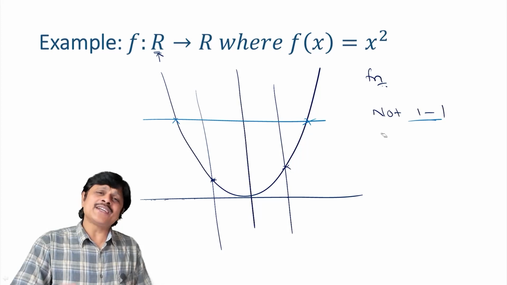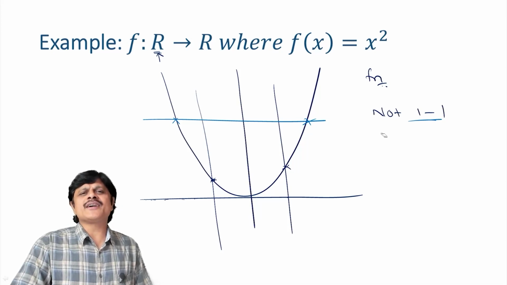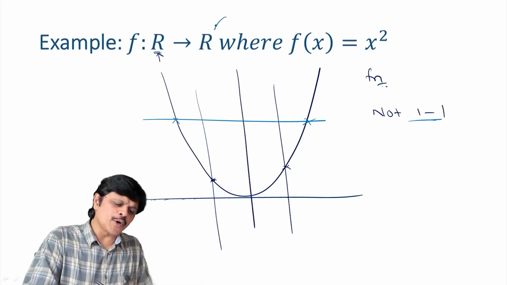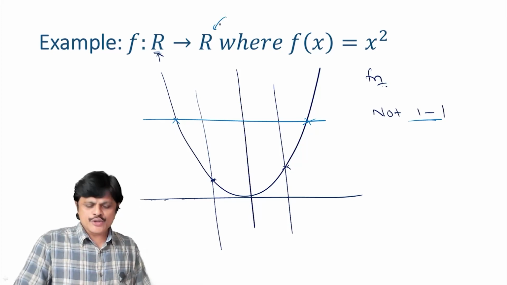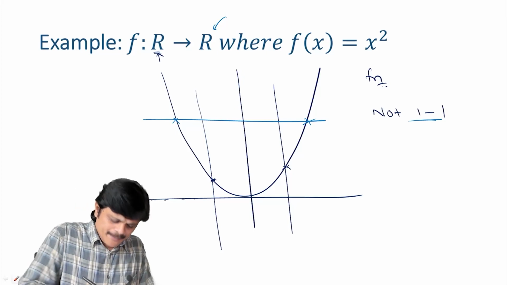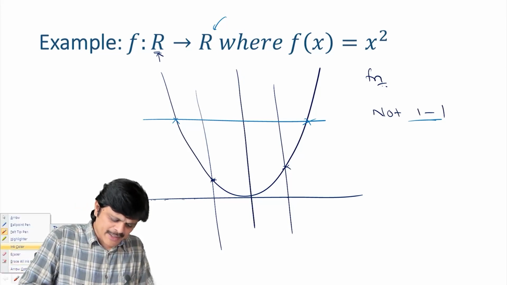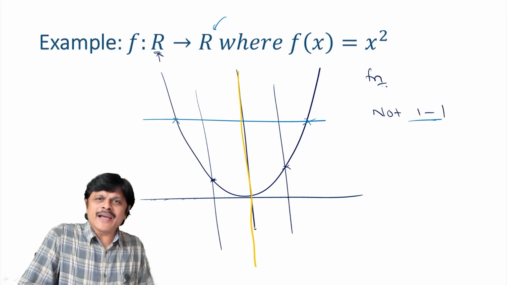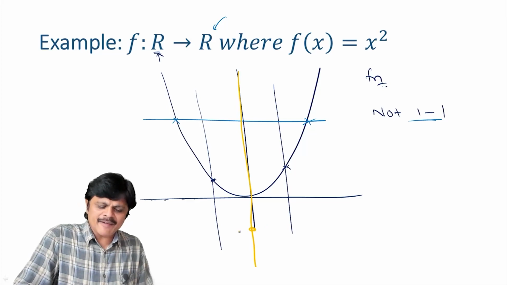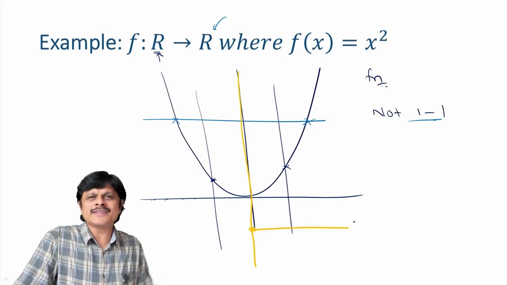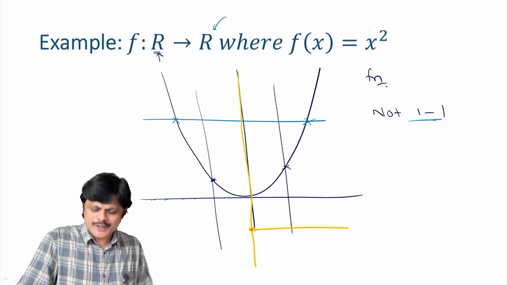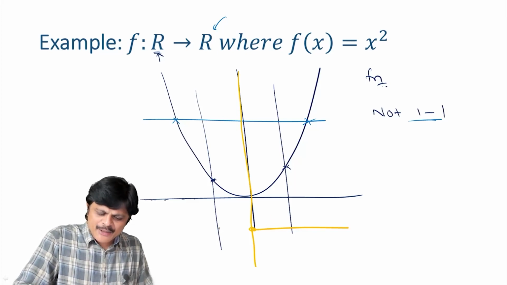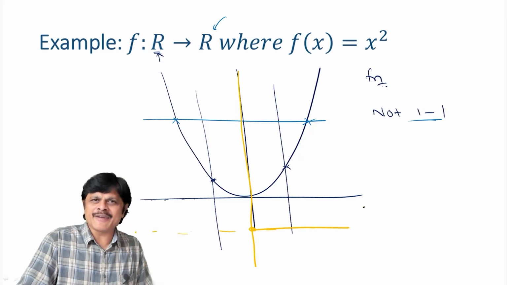Now, is it onto? Onto means, for every value of y in the codomain, you should be able to find an x. The y axis represents your y values. For every y value, you should be able to find an x. See, this is a y value. For this, can you find a corresponding x value? There is no graph here. So we don't find any graph for negative values of y. That is, for this value you are not going to get any x value correspondingly.